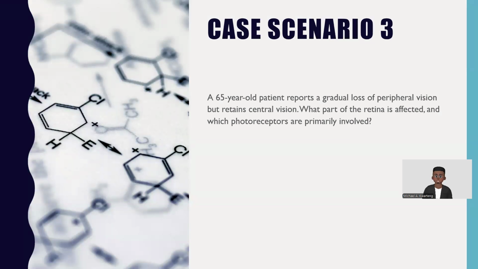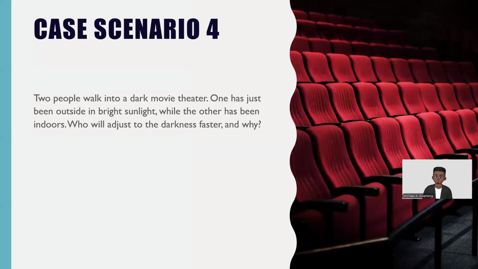Case 3. A 65-year-old patient reports a gradual loss of peripheral vision but retains central vision. What part of the retina is affected and which photoreceptors are primarily involved? The last case, two people walk into a dark movie theater. One has just been outside in bright sunlight while the other has been indoors. Who will adjust to the darkness faster and why?